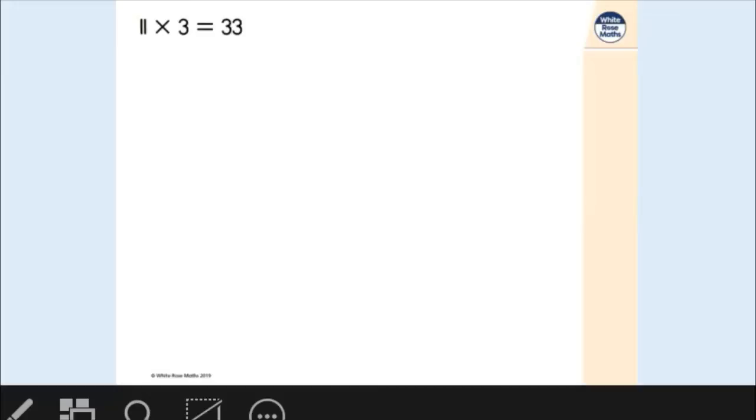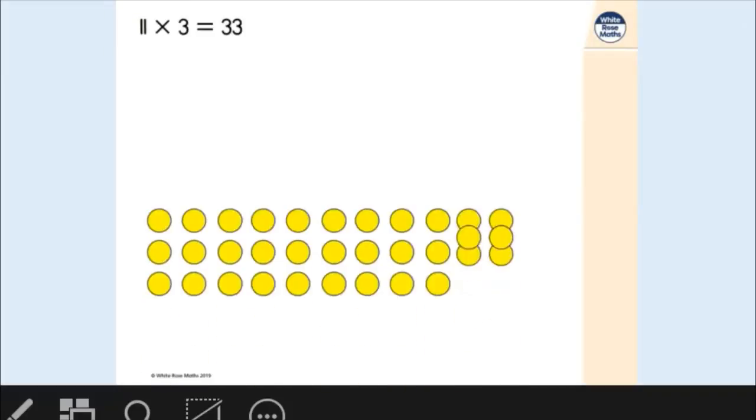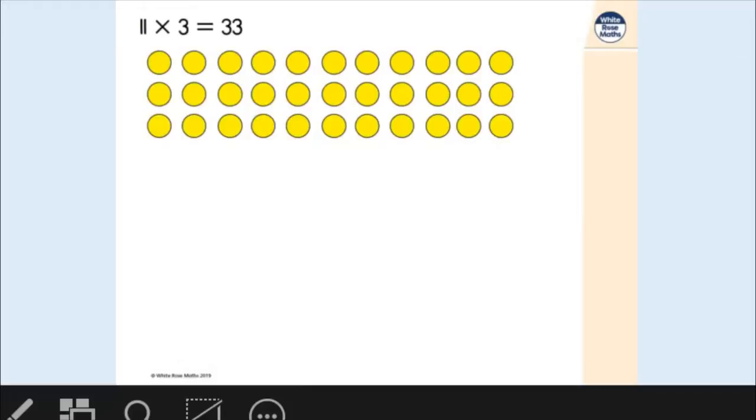Okay, let's have a think about how we can use multiplication facts to find other multiplication facts. We've got 11 times 3 here, we know that's 33. Let's show that in an array. Okay, so we've got 3 rows of 11, and we've got 11 columns of 3. So we can see that one of 2 ways, can't we? We can see we've got 3 lots of 11 if we look across the rows, and we can see we've got 11 lots of 3 if we look down the columns. So that's what 11 times 3 means.